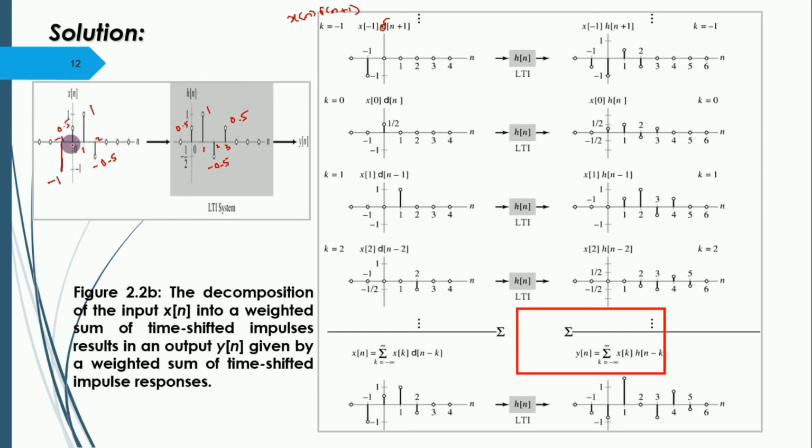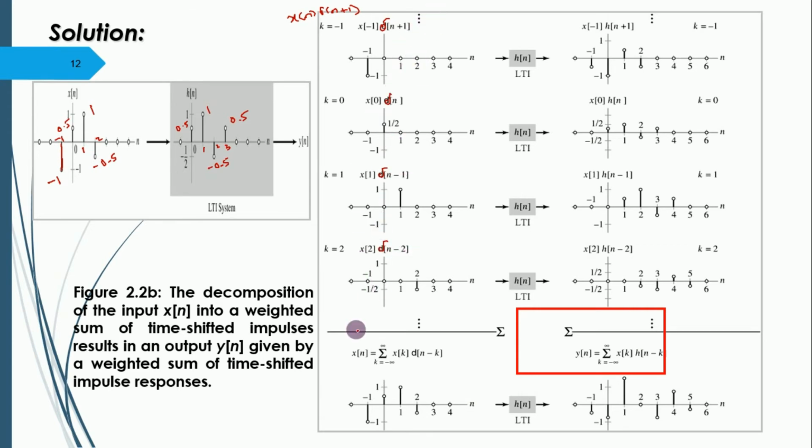If I want to extract the sample at n equal to 0, how to do it? Multiply by delta of n. That's it. x of n delta of n is x of 0 delta of n. So only this sample is extracted. Similarly, to extract this sample, delta of n minus 1 should be multiplied. To extract this sample, delta of n minus 2 should be multiplied. So I got all the sample signals.